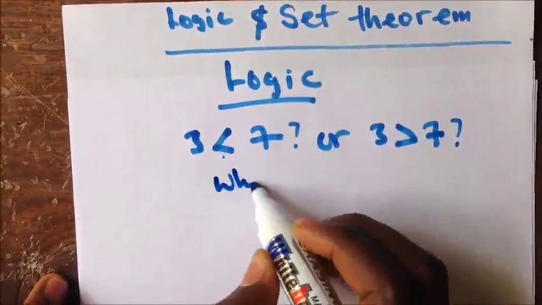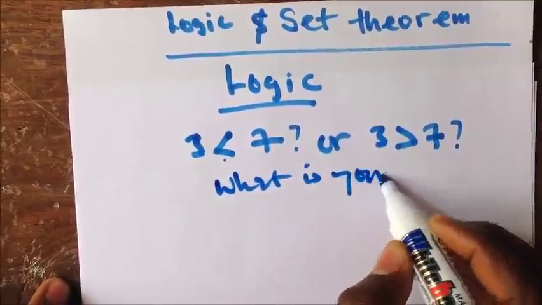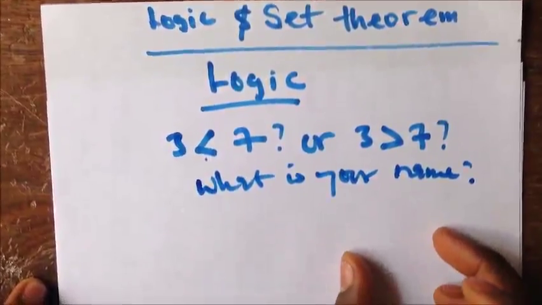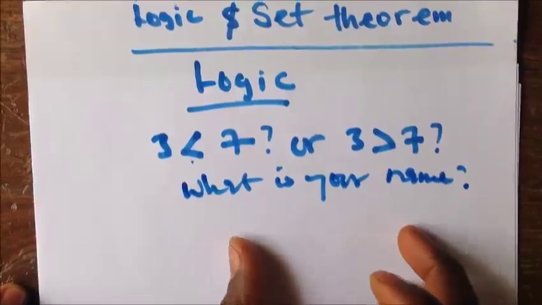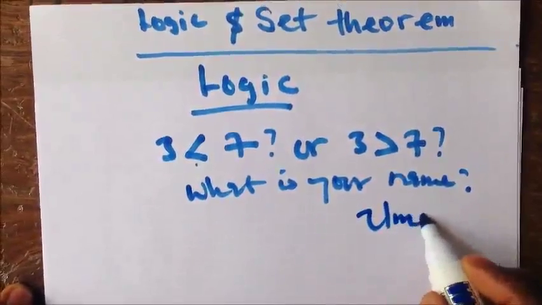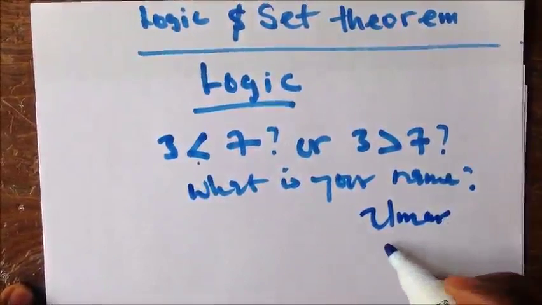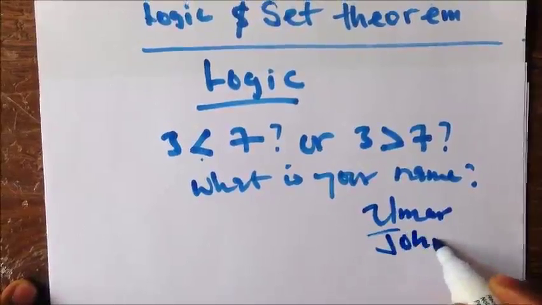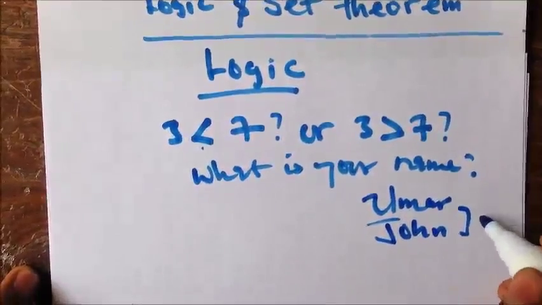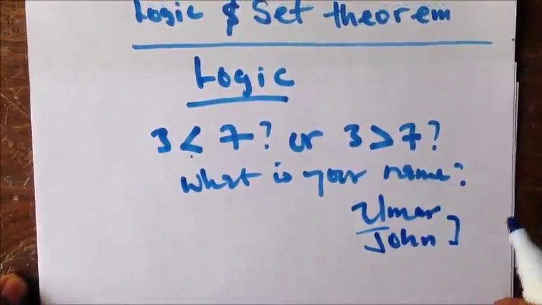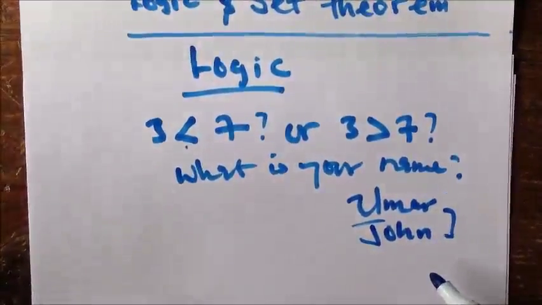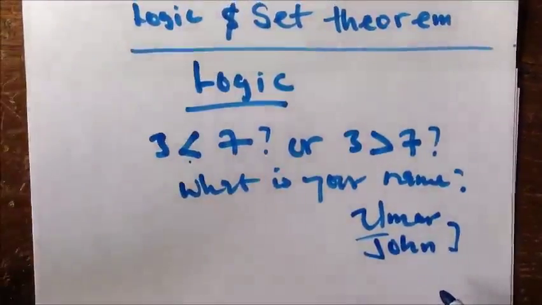But if I say, what is your name? This one is not a proposition. Why? Because I may tell you, my name is Omar. If I then say, my name is, let's say, John, you see there will be a contradiction. Because of this, we say a proposition is a statement that is either true or false, but will not have true and false values at the same time. That's what we call a truth value statement.